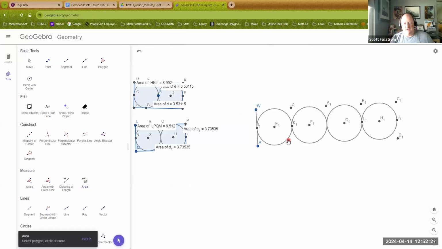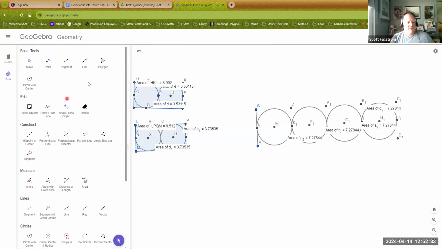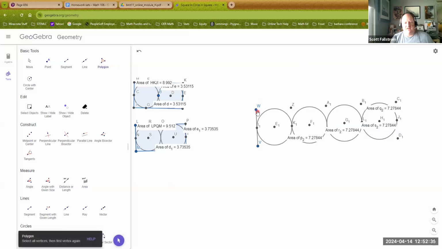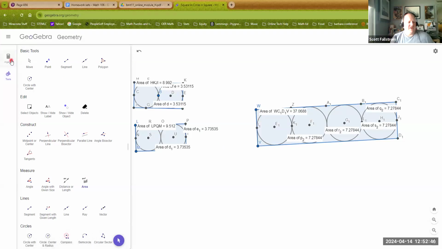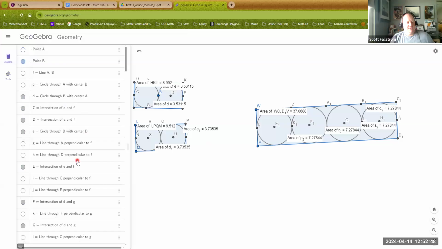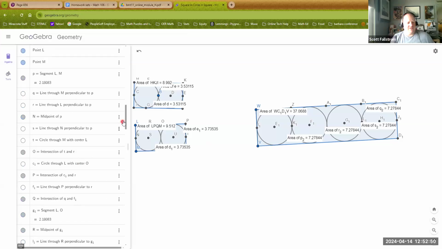I'm going to click on area. I'm going to find the area of each of these circles separately. They should be all identical. They are. Then I'll build my polygon around the outside from W to C1 to D1 to V and back to W. And then I'll just make sure I get the area of that polygon. Let's go back to the algebra tool and see if we can get the same thing.